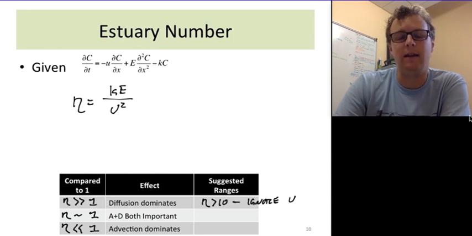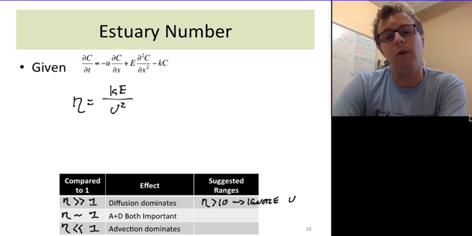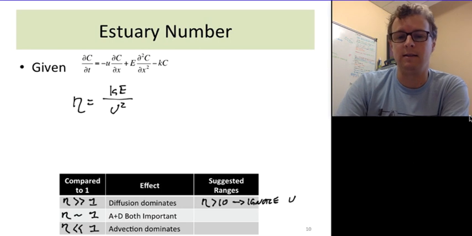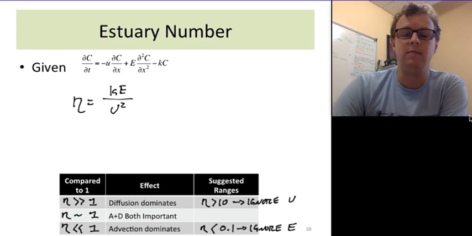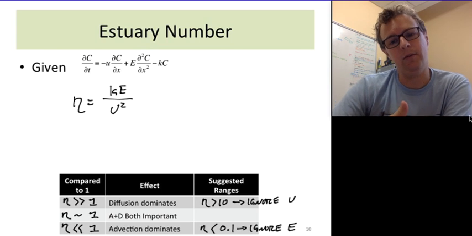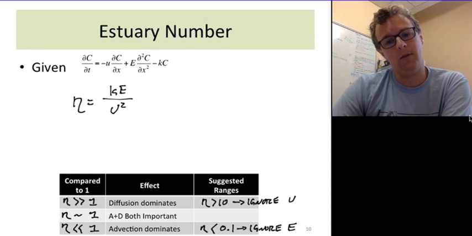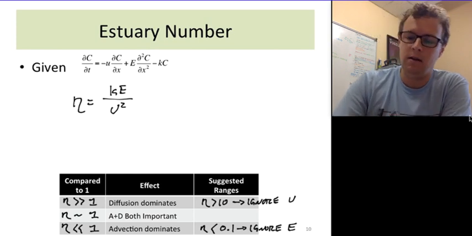Now, what does that mean in practice? If your estuary number is greater than 10, that would probably be a reasonable range where you could ignore velocity. Right, now you've got a system that's more or less dominated by diffusion and symmetrical spreading. So you might be able to pull a simpler equation to make reasonable estimates. If you've got a really small value, you're going to ignore dispersion. And so that takes us back to thinking of the world as a plug-flow reactor. Plug-flow reactor equations were pretty easy to work with, and so we can feel good about that.